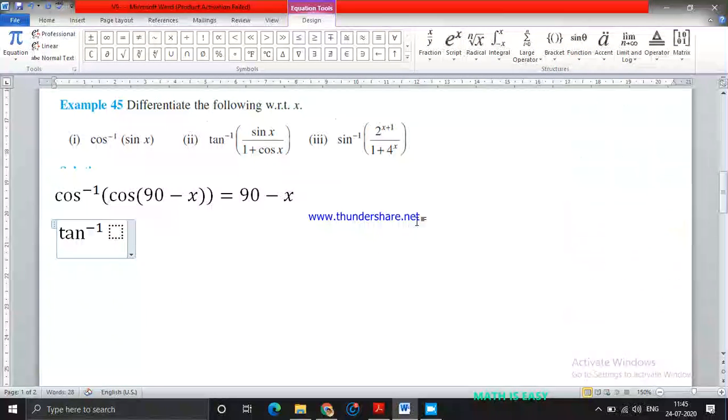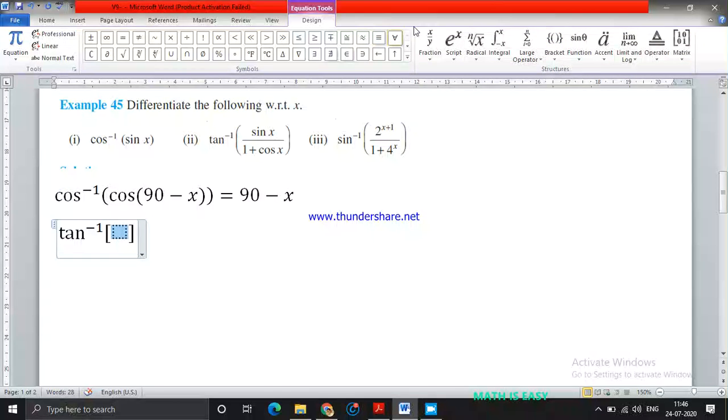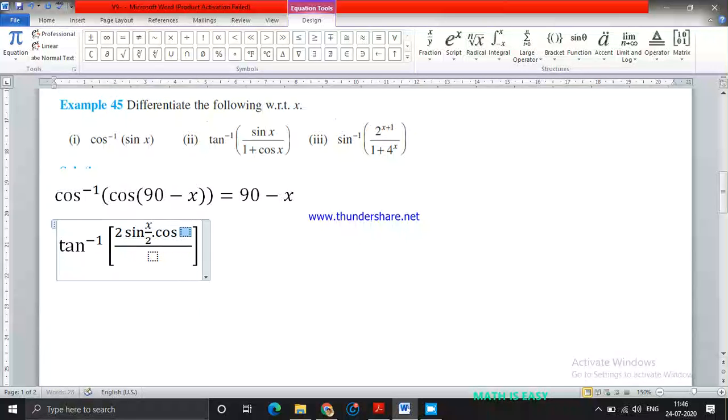Tan inverse will come here, then you'll get the bracket, then you have a fraction. So here you can write it as 2 sin x by 2, cos x by 2, that I will write. And here, in place of the cos 2x formula, you can write 2 cos square x minus 1.